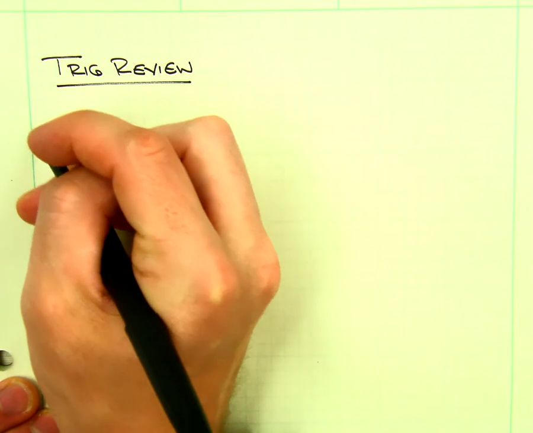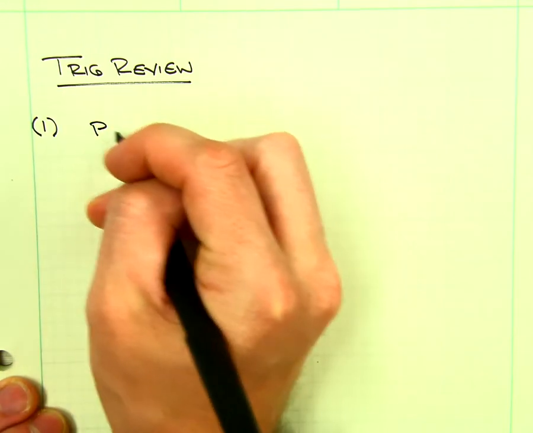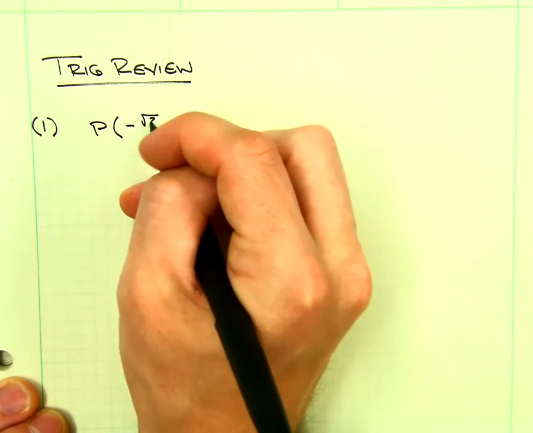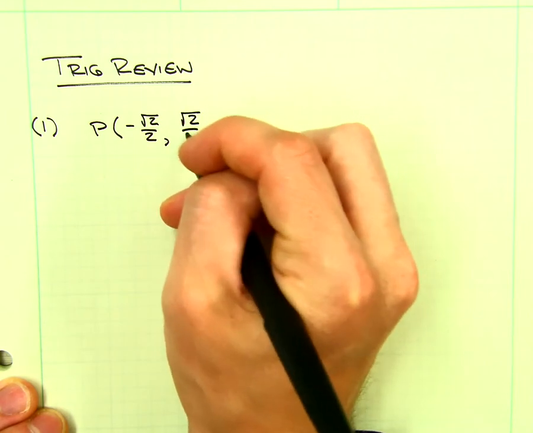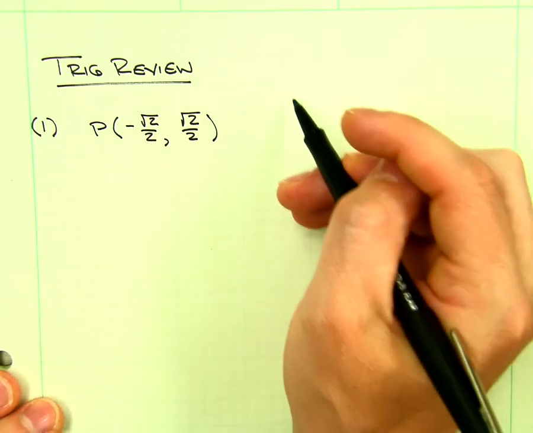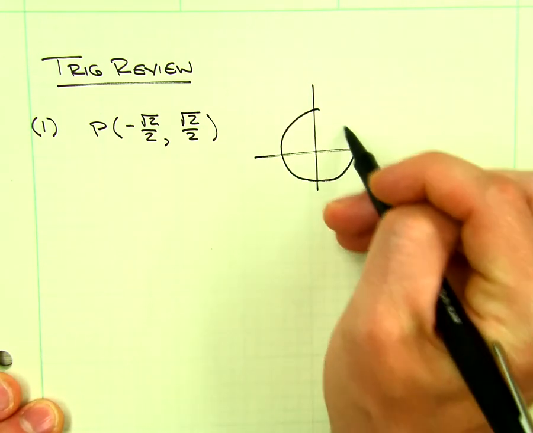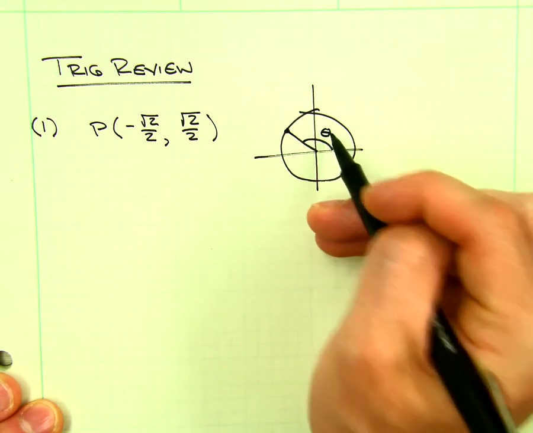So say I've got a point, let's call this one problem one. Say I've got a point P, and it's on the unit circle, with coordinates negative square root of 2 over 2, comma, square root of 2 over 2. Now, you are asked to find all of the values of the trigonometric functions. If I draw out my unit circle, it looks kind of like this. This point's going to be over here. I'm going to have some angle theta.